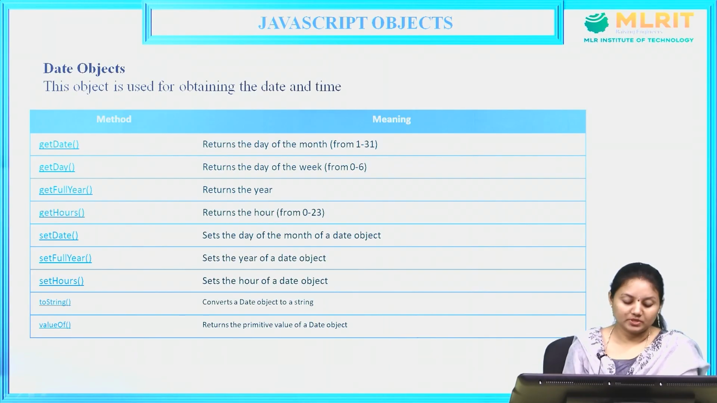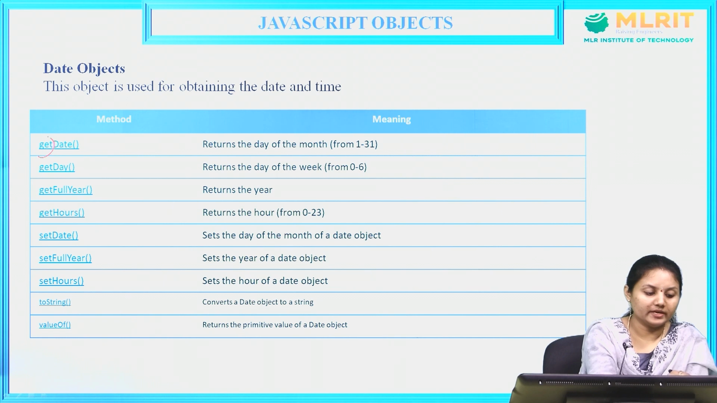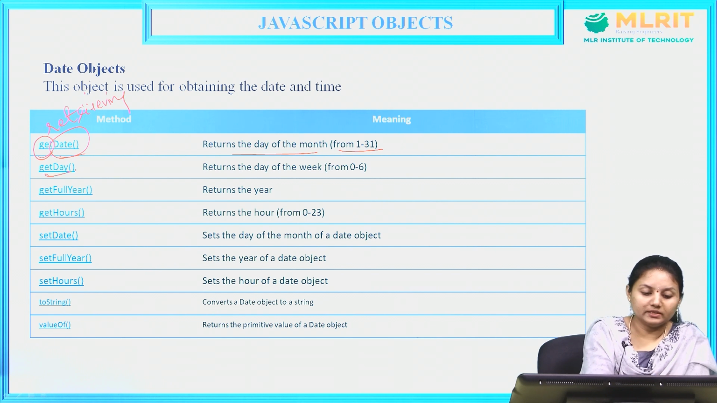Then we have the Date object. What is the Date object? The object is used to obtain the date and also the time. getDate is a function which is used to retrieve the date. Get is to retrieve, so get will be retrieving the values. getDate returns the day of the month. getDay returns the day of the week from 0 to 6. getFullYear returns the year. getHours returns the hours. How many hours? 24 hours, right? So 0 to 23 it will return.